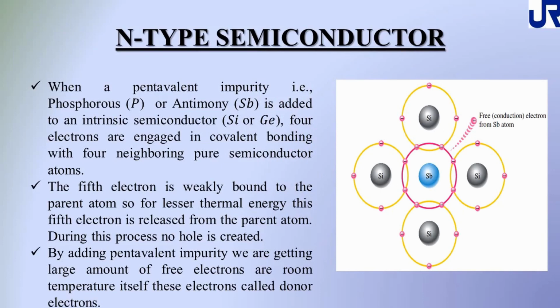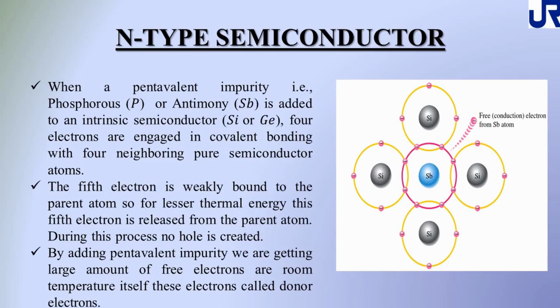So the first one is N-type semiconductor. When a pentavalent impurity is added, a pentavalent impurity means the outer valence shell has 5 electrons. So when a pentavalent impurity, that is phosphorus, whose atomic number is 15, so 2, 8, 5 will be its configuration, again 5 electrons in the valence shell, or antimony, they are the examples of pentavalent impurity, is added.